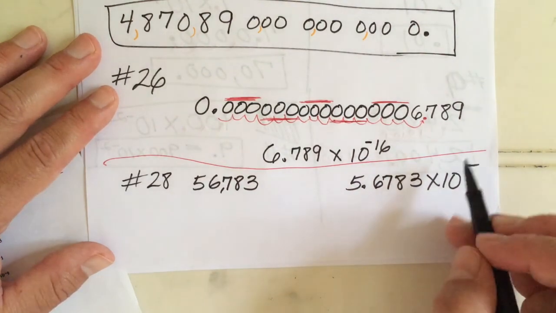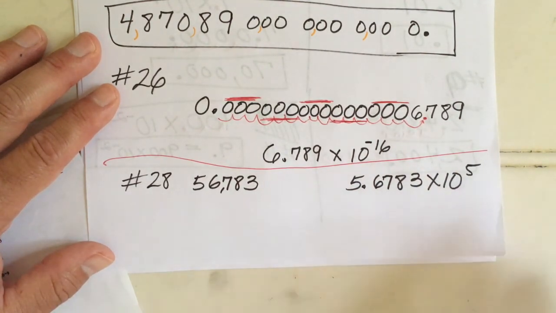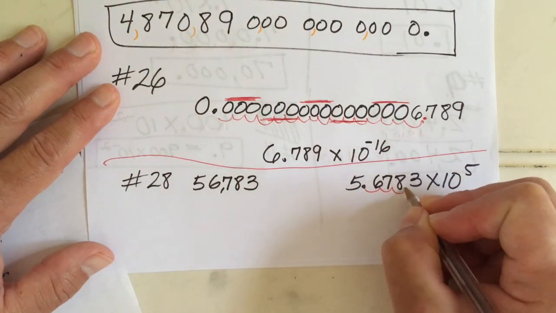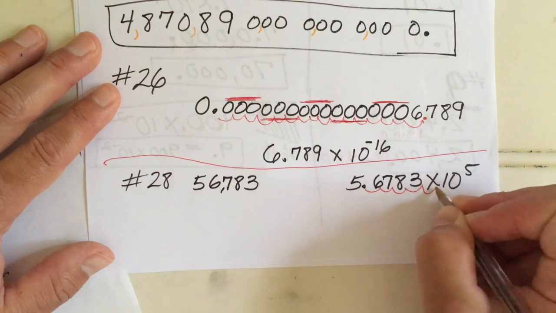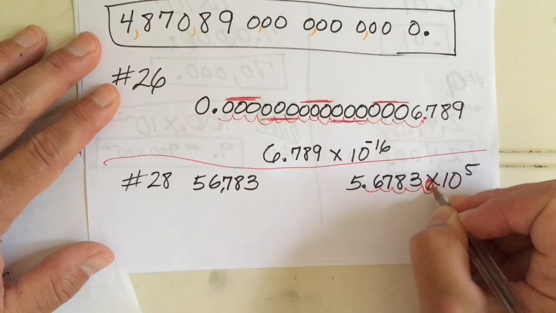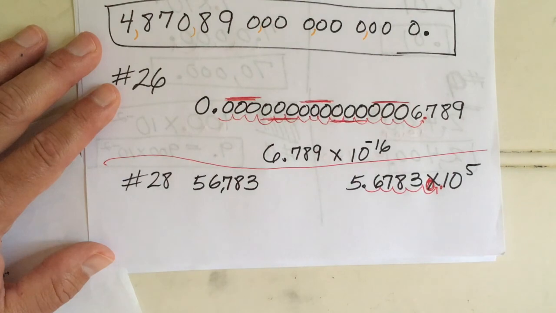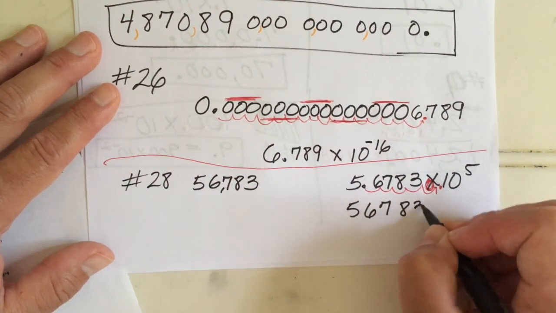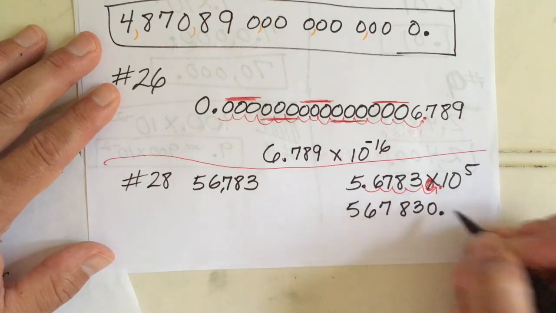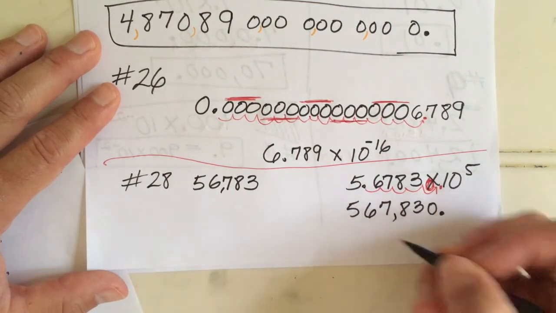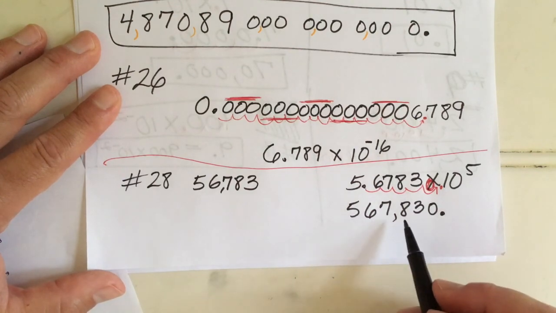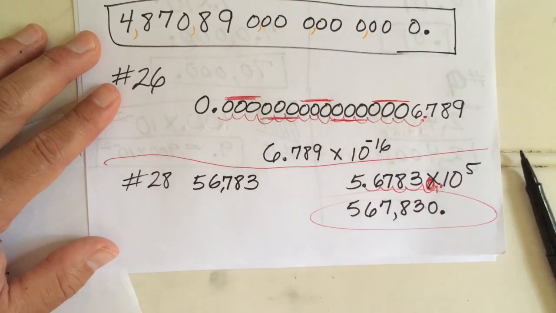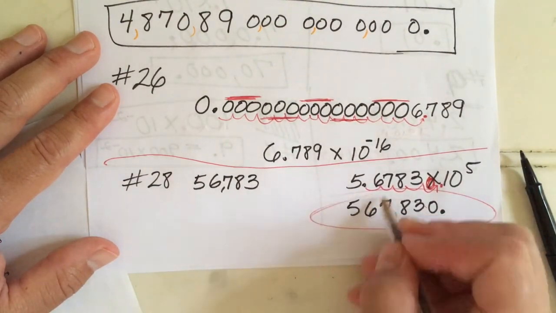So I'm going to move this. This is a positive here, so this is actually a much larger number. I'm going to move it 5 times to make it larger, which is to the right. 1, 2, 3, 4, 5. Got an empty spot right there and a decimal point right there. So I'm going to go ahead and rewrite it. 5, 6, 7, 8, 3, 0, point. And so you can now see that 567,830 is larger than 56,783. All right, so there's our answer right there.